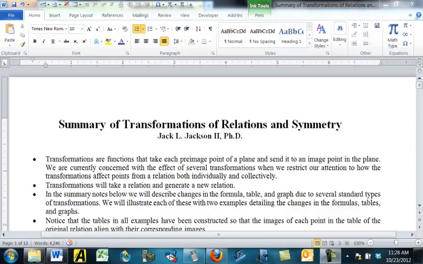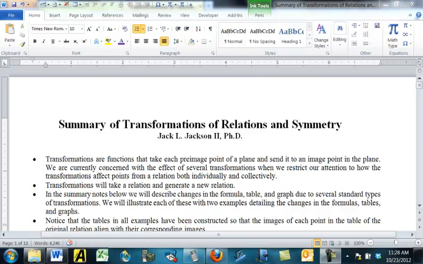Today we're going to be looking at a series of videos that are going to summarize some things that we found out about transformations of relations and symmetry with respect to those transformations in some of the projects that we've been working on. And of course we can apply these to the homework exercises as well. Recall that transformations are really functions themselves that take each pre-image point of a plane and send it to an image point in the plane.